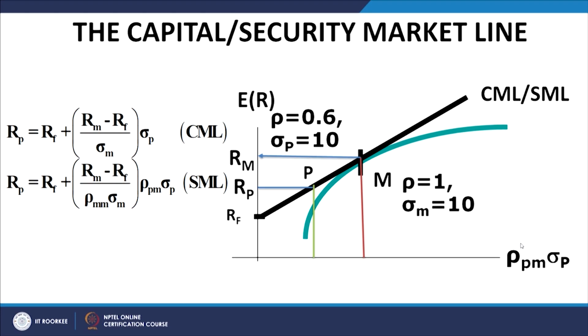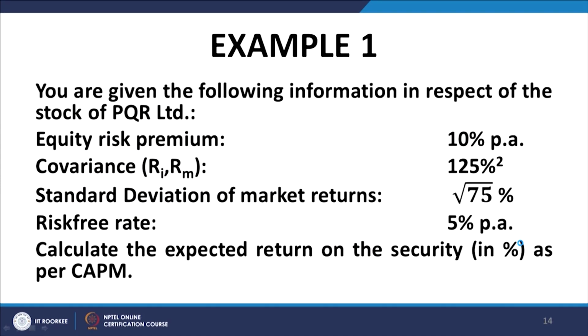As you can see here, the portfolio M lies on the capital market line, I am sorry, it has a rho equal to 1. However, another portfolio with rho equal to 0.6 would lie on the security market line, but it would give you a lower return, because rho sigma would be lower. So, both the securities can be represented on the same graph, although of course, they would have different points depending on the correlation coefficient. Now, let us do some examples.